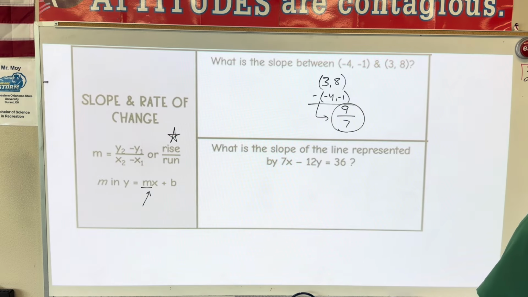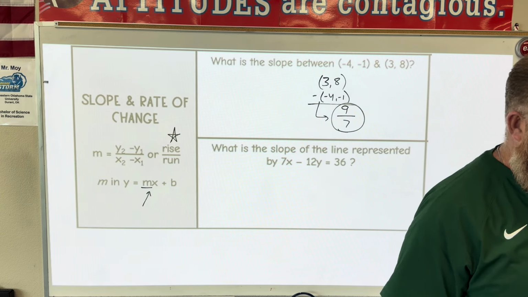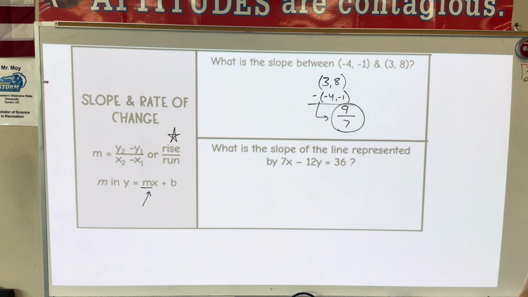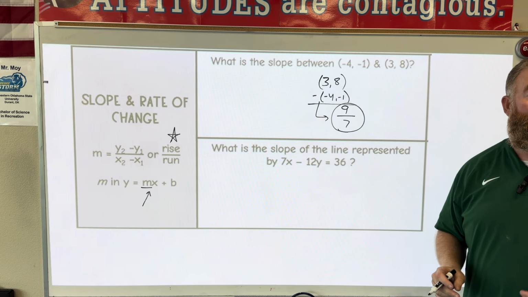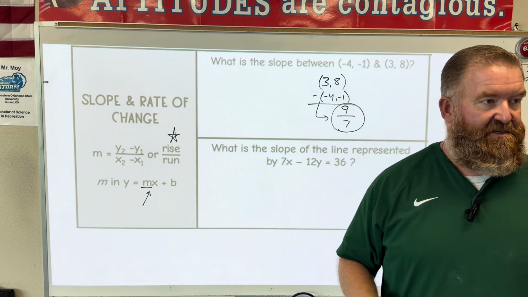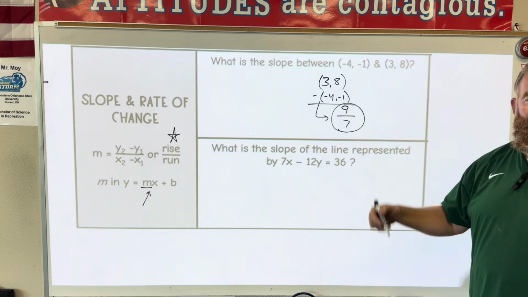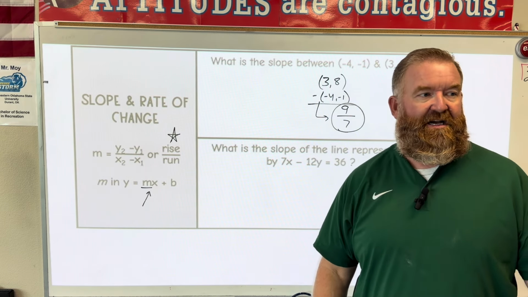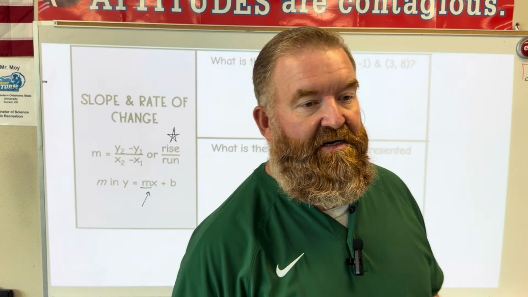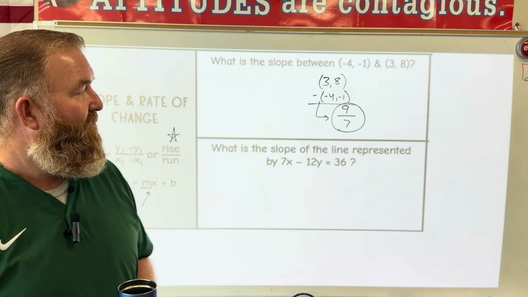Why do I not want to make it a mixed number? Anybody know? This tells me exactly what to do. Remember I told you guys that fractions are your friends in slope? This tells me I'm going to go up 9 and over how many? 7. Leave it as that. It tells you exactly what to do, so leave it as an improper fraction.